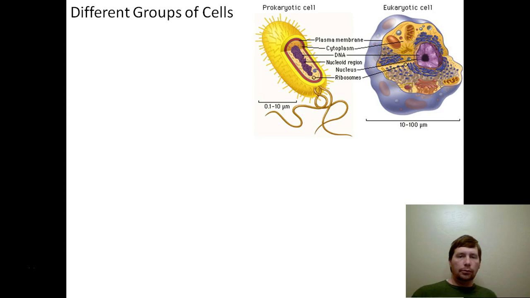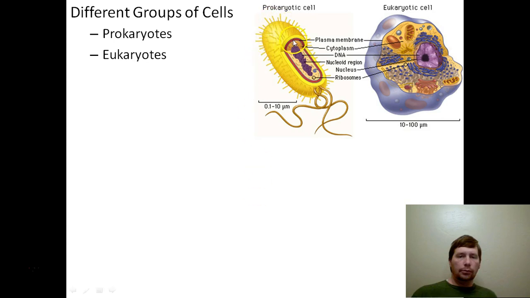Now, if I ask you to put all cells into one or two groups, depending on what your middle school teacher taught you, you may put them into the groups plant cells and animal cells, and you're wrong. The two main groups that all cells fit into are prokaryote cells and eukaryote cells, period. Every cell on the planet is one of these two things.